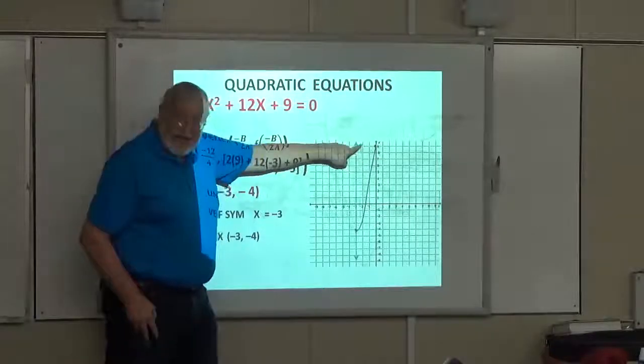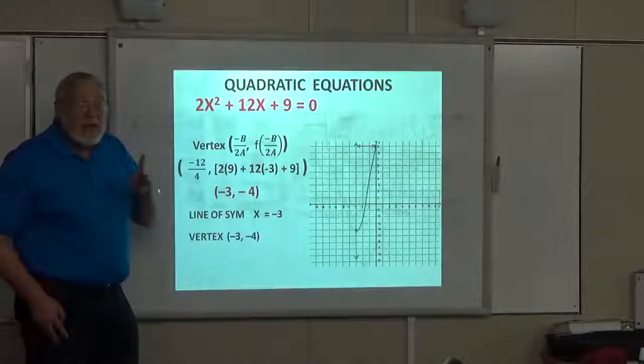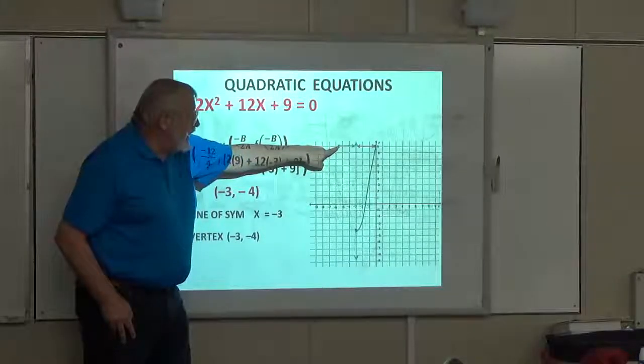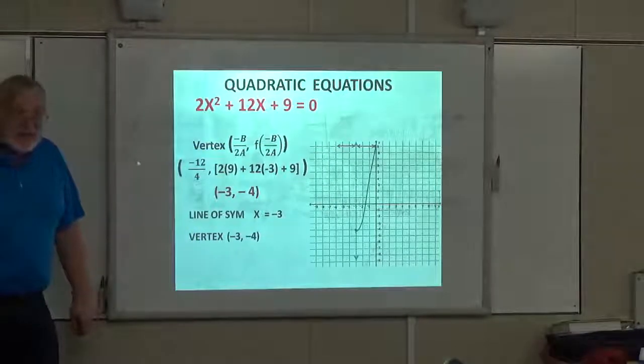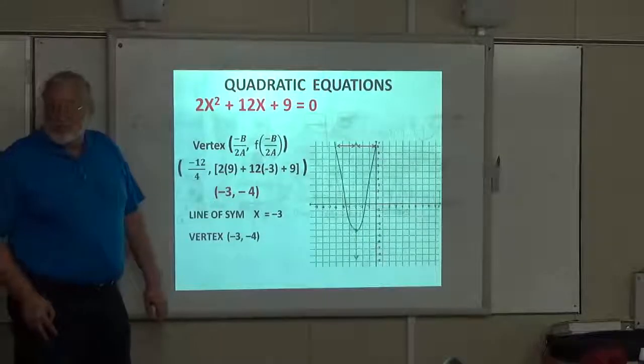How far apart is this? How far apart is that? 3. So what does it mean? That I have to go 3 units on the other side in order to be able to put the symmetrical point. See how that works? All right, now that makes graphing it real easy. Isn't that cool?